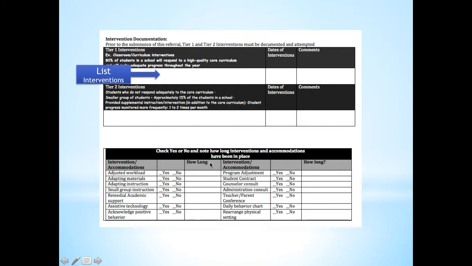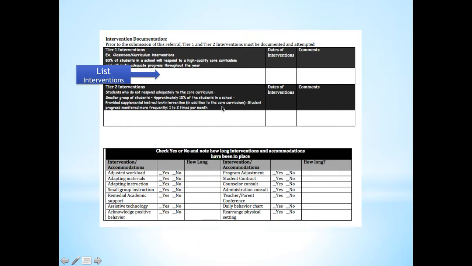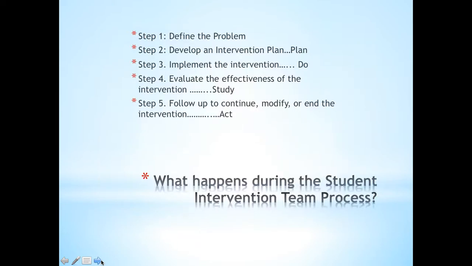And then we're asking you to check yes or no to show how long the interventions and accommodations have been in place. So if you're doing some of these different accommodations, just check yes, and then how long you've been doing them. This is helpful for us so that when we come to the table, we know what the problem is and what things have already been put in place so we're not repeating the wheel. Then we can move into defining the problem, developing an intervention plan, implementing it, and that's what happens during the process, and then evaluating the effectiveness.